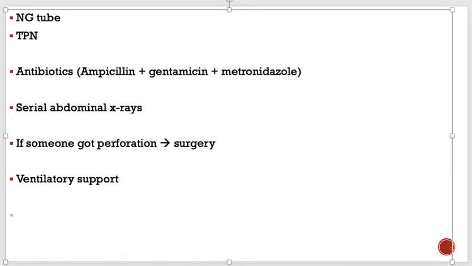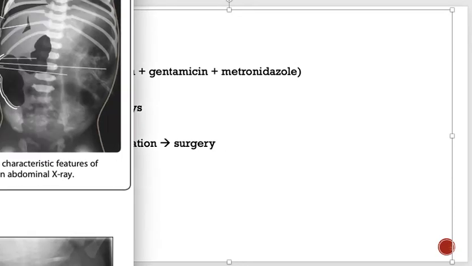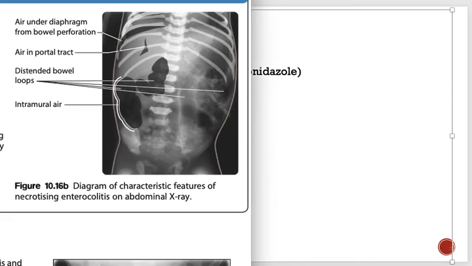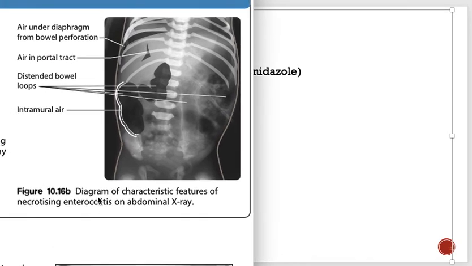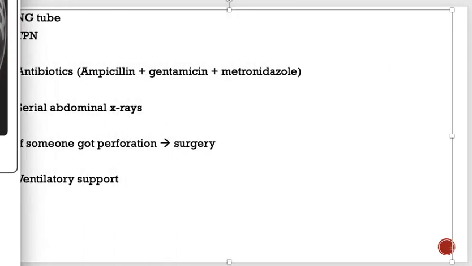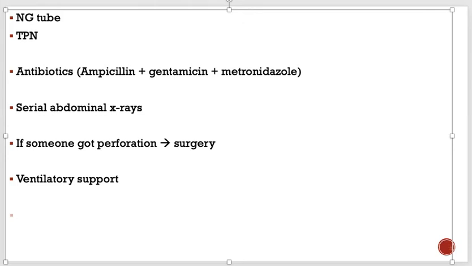So you can see the X-rays. I can show you one X-ray over here. This is an X-ray of a neonate. Diagram of characteristic features of necrotizing enterocolitis on abdominal X-ray. You can see these are distended bowel loops, this one, this one, this one, and this is intramural air, and air in the portal tract, as well as air under the diaphragm, which shows bowel perforation. So this is one of the X-rays for the babies who have necrotizing enterocolitis.